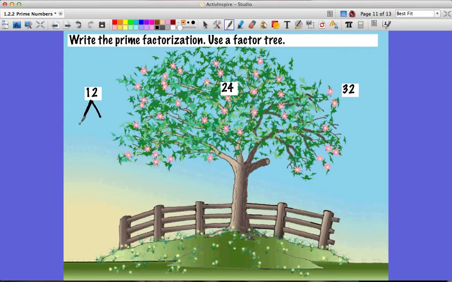Okay, so 12 can be broken down into 6 times 2, or you could have broken it down into 3 times 4.